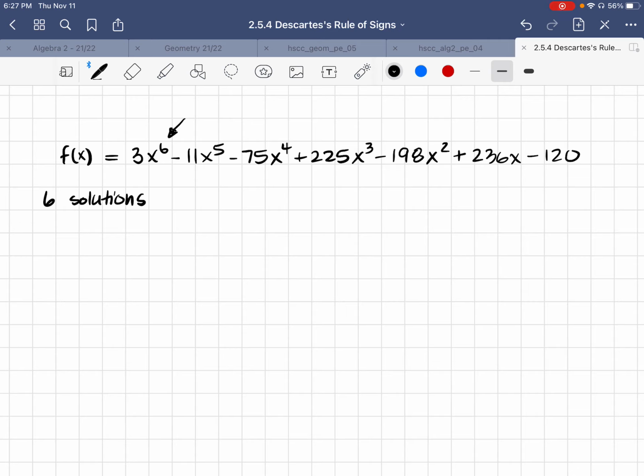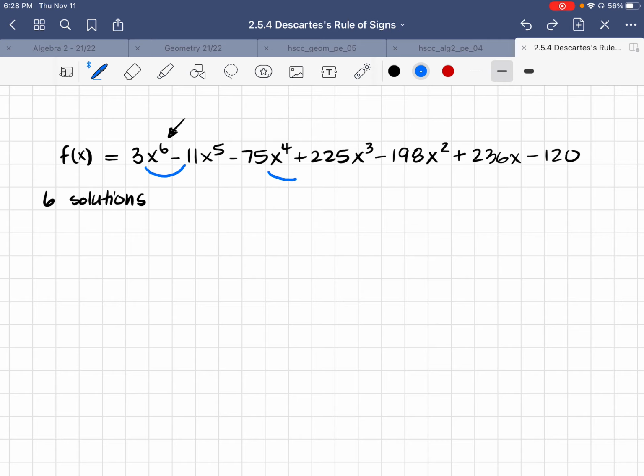Now we're going to look at what Descartes' rule of signs actually says. It states that the number of sign changes between each term will indicate how many possible real solutions you can have of a certain type. When you analyze the function as it is right now, you'll notice that we went from a positive 3 to a negative 11 between the 6th and 5th degree term. And then between the 5th and the 4th degree, there's no sign change there. It stays negative to negative.